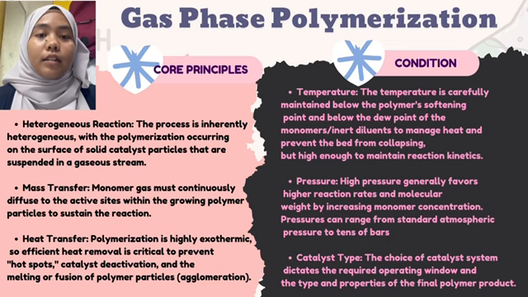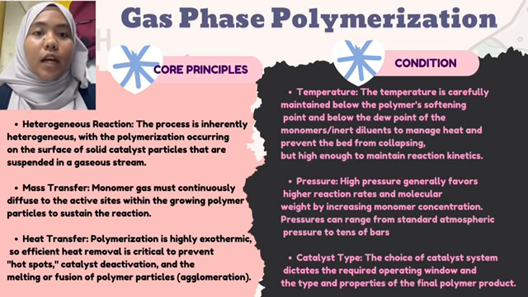The third one, heat transfer. Polymerization is highly exothermic, so efficient heat removal is critical to prevent hot spots, catalyst deactivation, and the melting or fusion of polymer particles, which is agglomeration.